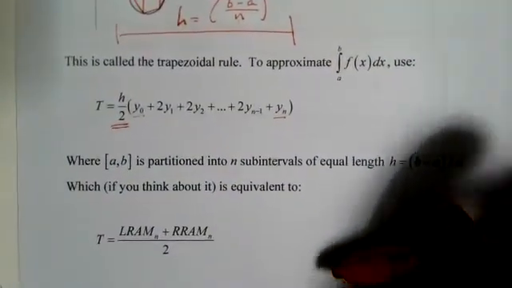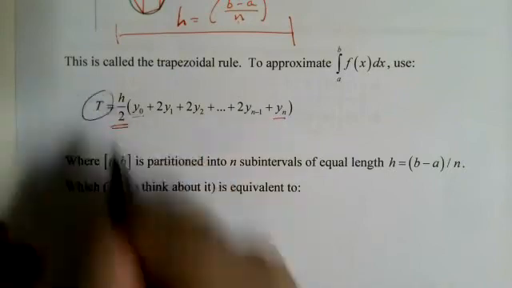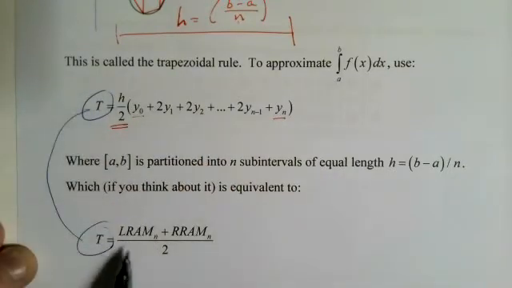All right, by the way, a lot of people notice this much later. Trapezoidal rule. Here it is there. And by the way, this means nothing until I give you an example. It's like averaging LRAM plus RRAM, if you think about it. How do you find the average of something? Add them together and divide by 2.